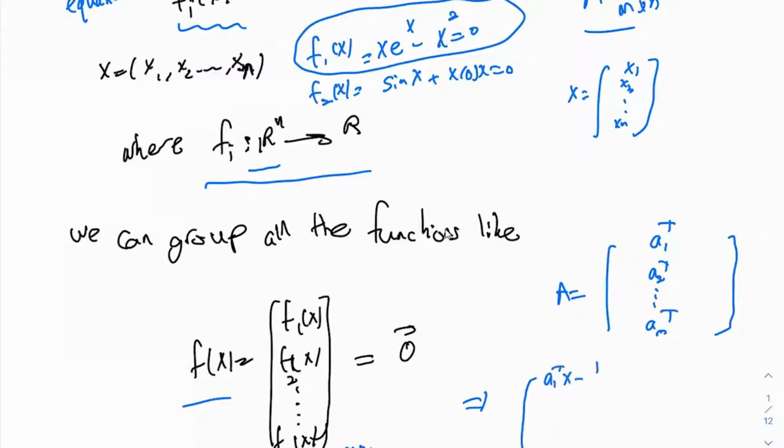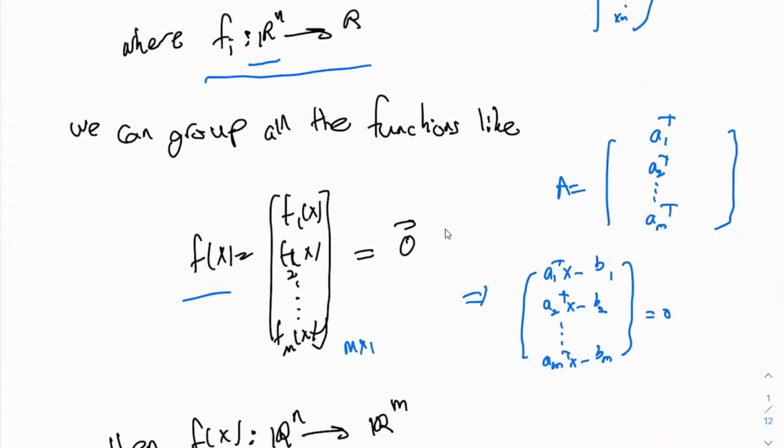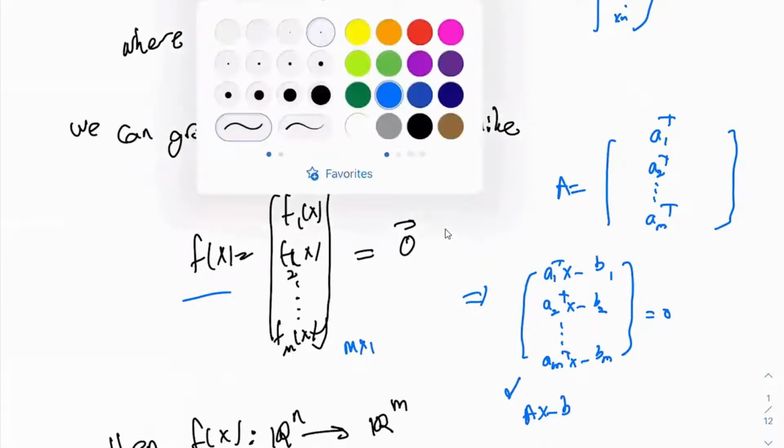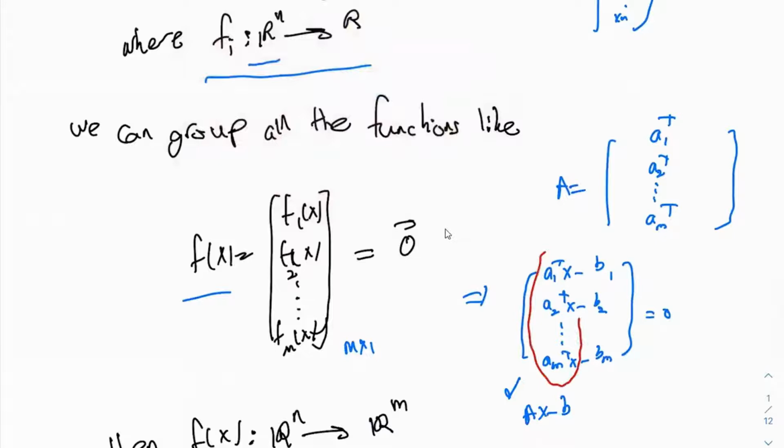A1 transpose x minus b1, A2 transpose x minus b2, all the way to AM transpose x minus bm. So this is equal to 0, right? Each row corresponds to a linear equation, and that represents Ax minus b. That's exactly what we're doing, because this part, guess what? This one is nothing but Ax, where we write A as a row representation.